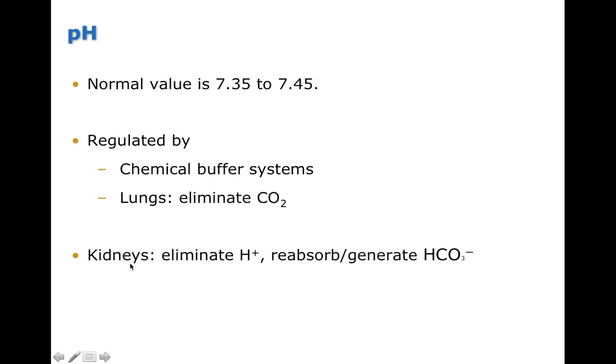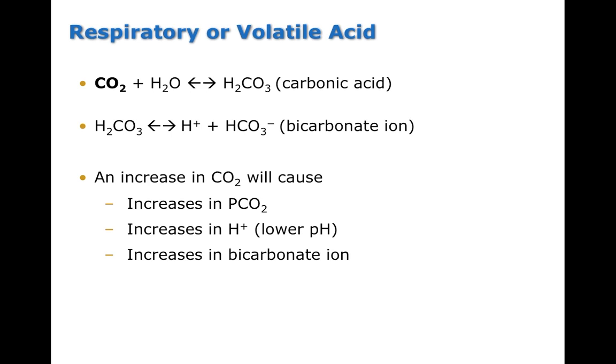Now, your kidneys are the third line of defense here, and they eliminate hydrogen ion directly, because you can actually use these proton pumps, or I'm sorry, the hydrogen potassium exchangers to get rid of excess acid. And your kidneys can also reabsorb bicarbonate ion if your blood's too acidic. That way you can make it more basic.